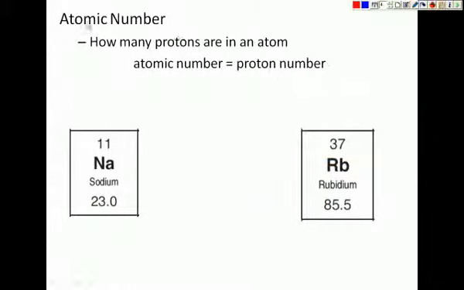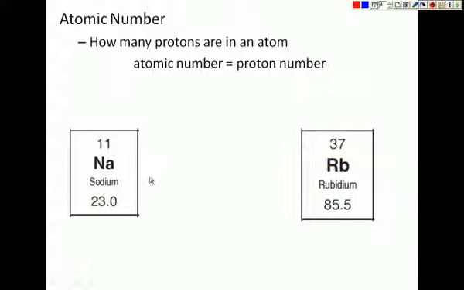The next vocab word is atomic number. An atomic number is how many protons are in an atom. A nice easy way to remember it is atomic number is the same as proton number. So here's a little clip of the periodic table. We have two elements right here, sodium and rubidium.